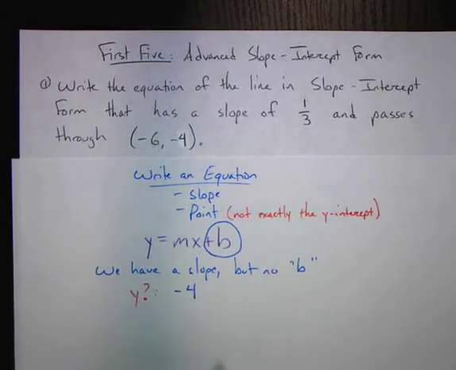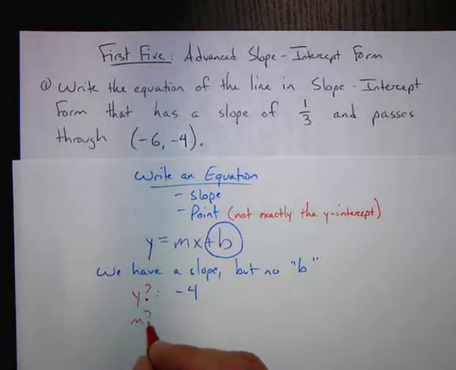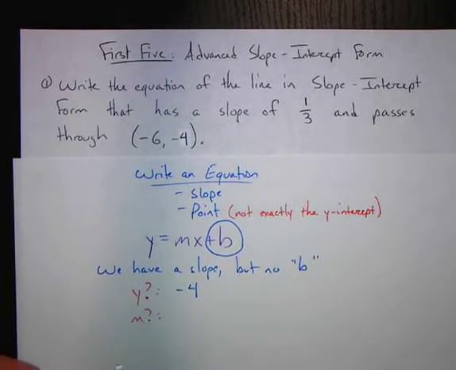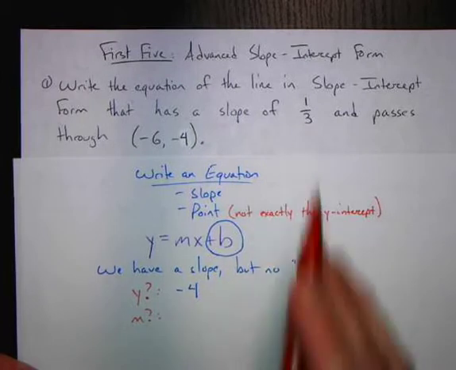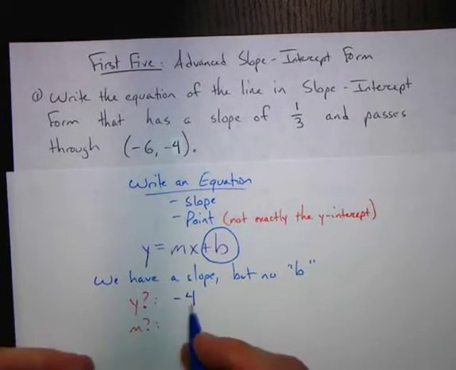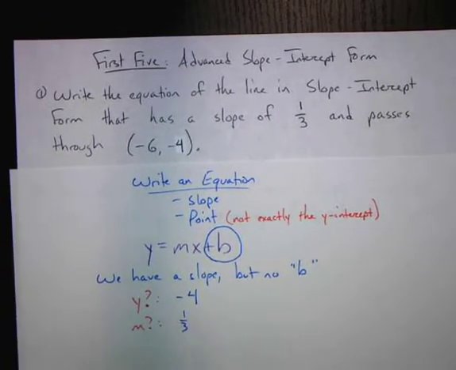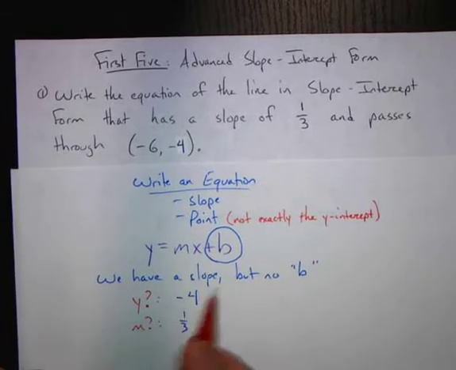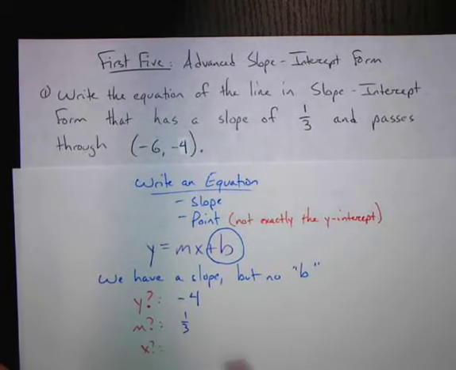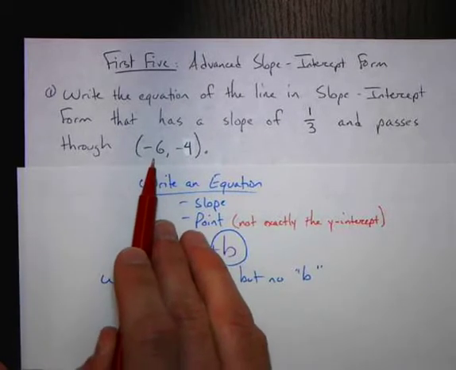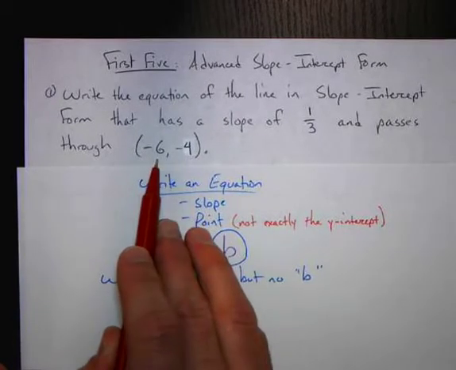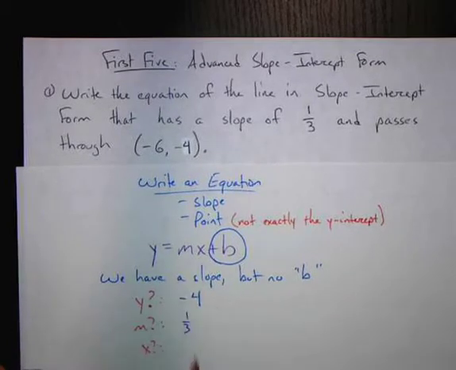Do we have an m? We read through the question. Remember, m stands for slope. And we realize we do have an m. M is 1/3. The slope is 1/3. And do we have an x? We read through the question, and then we go back to that ordered pair. That ordered pair is (-6, -4). There's the x-coordinate. We do have an x. It's -6.